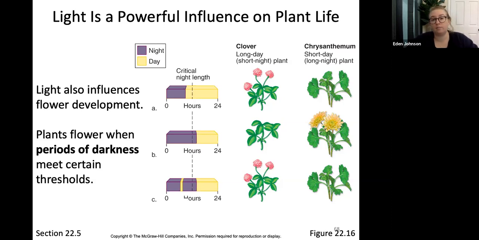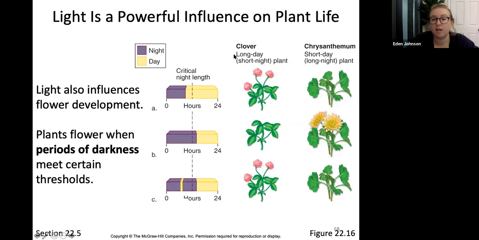It was once thought that light, the amount of sunlight, was the biggest player in flowering time. The main thought was that if there's more sunlight, plants will flower. That is not the case. In fact, a lot of the times it actually has to do with the amount of nighttime, and it's different for different plants. So here you've got a clover in all of these examples, and here you have a chrysanthemum in these examples.